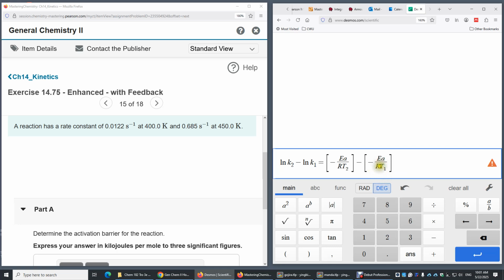Another thing is we have a negative sign here, and it's going to be negative EA over R as the common factor. So what I will do is I will just get the common factor here. Negative EA over R would be the common factor, and then multiplied by what? 1 over T2. So this is going to be just 1 over T2 minus 1 over T1.